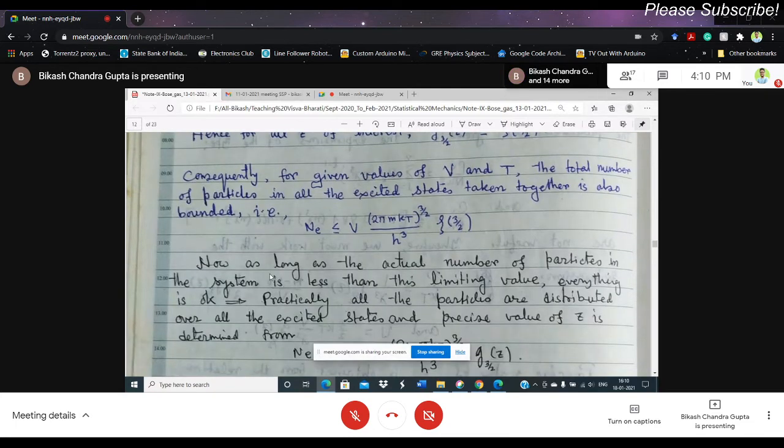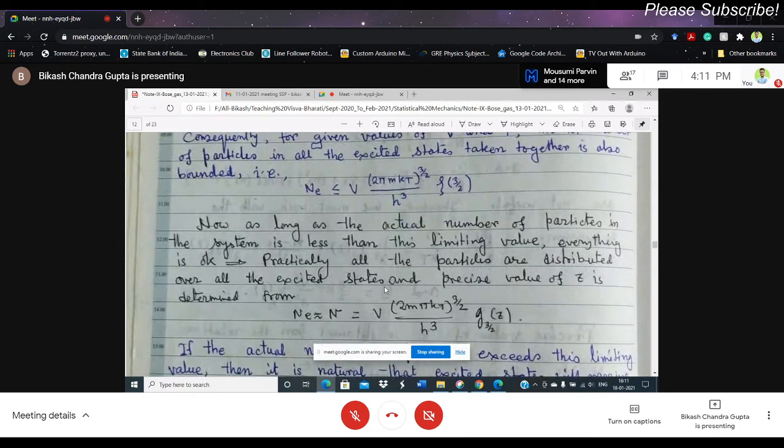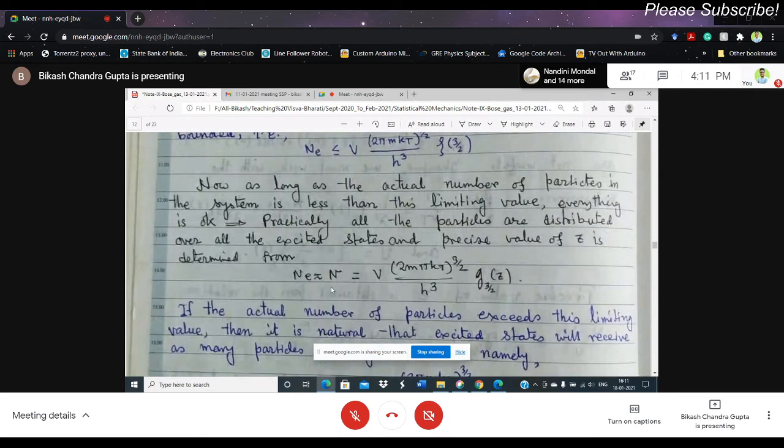As long as the actual number of particles in the system is less than this, everything is okay. Okay means practically all the particles are distributed over the excited states, and the precise value of z is determined from this expression: Ne equals N, equals V over λ³, and this.